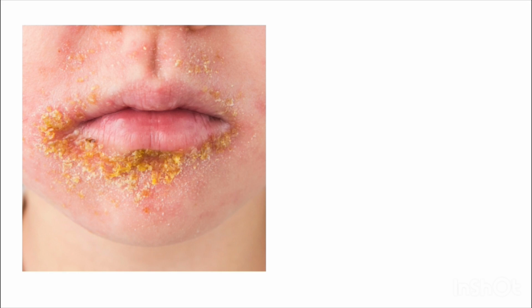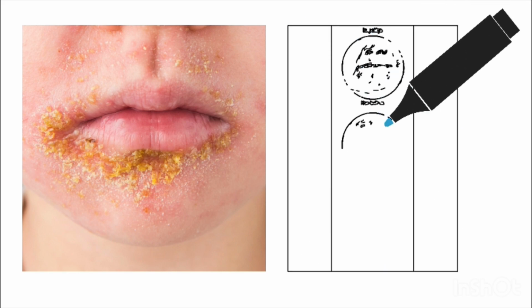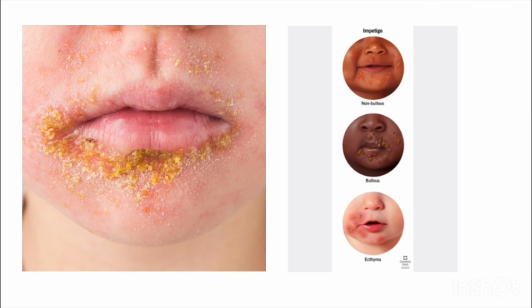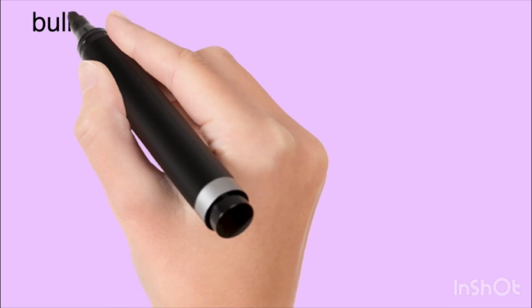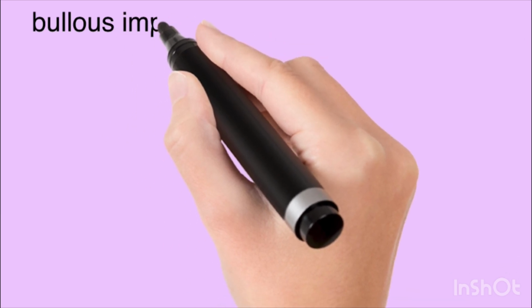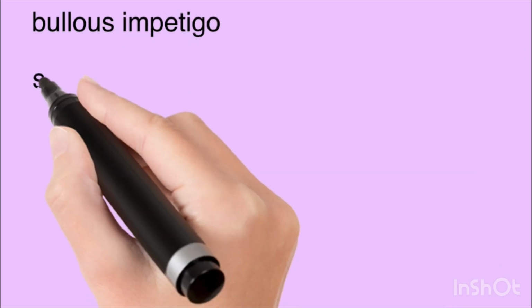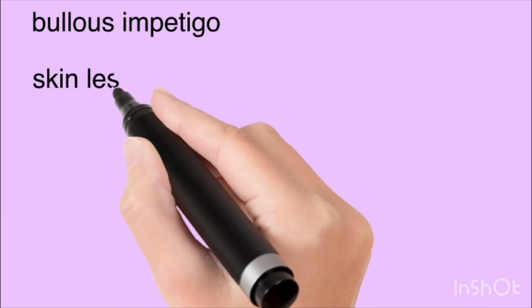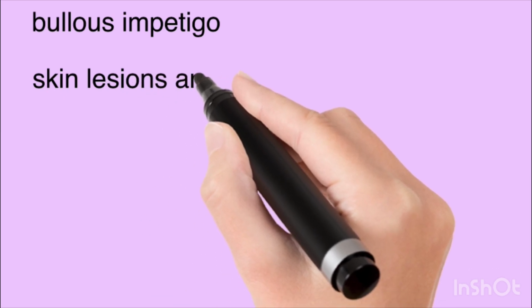You can appreciate the main area affected was the face. As I already mentioned, there are three types: non-bullous, bullous and erythema. Those are the main three types of impetigo. Then I am going to consider what bullous impetigo is.